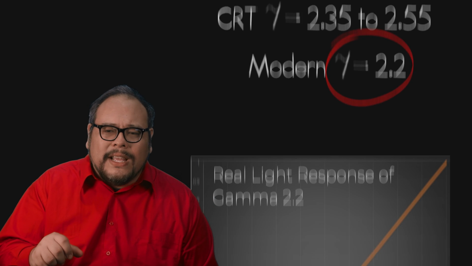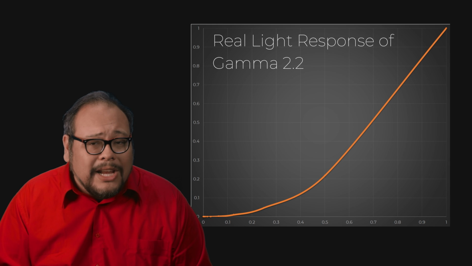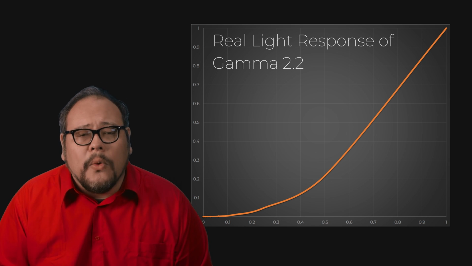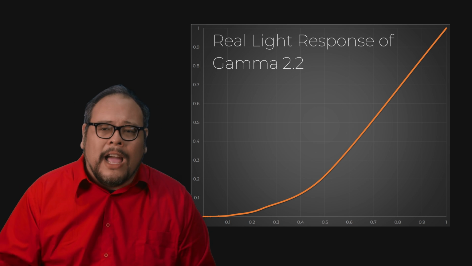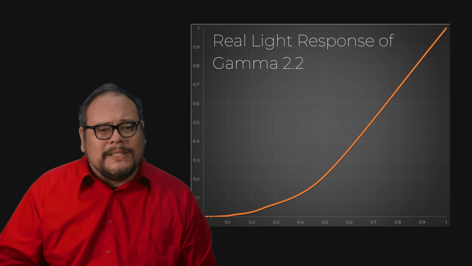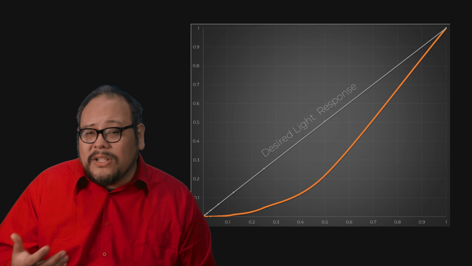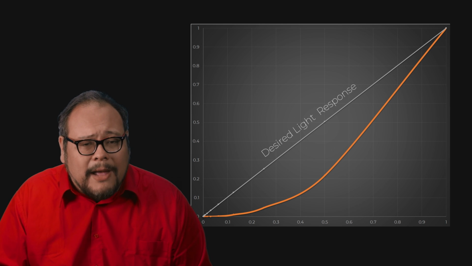If we gradually increase the power of the incoming signal from 0 to 1 volt in a linear fashion using a gamma of 2.2, this is the resulting real light output. Not perceived light, but real light output. But our goal is to have a CRT monitor put out this linear curve to match, or at least closely match, what we would experience from reality. So how do we do that?